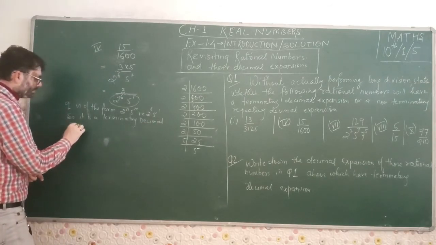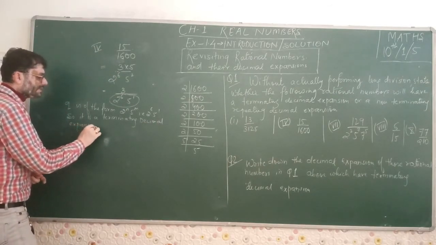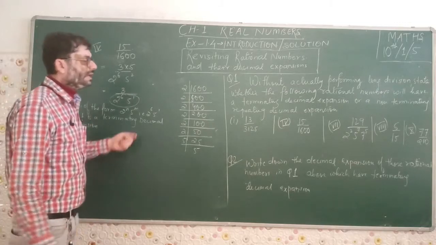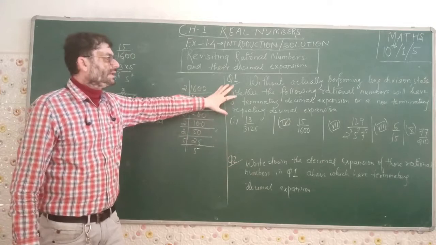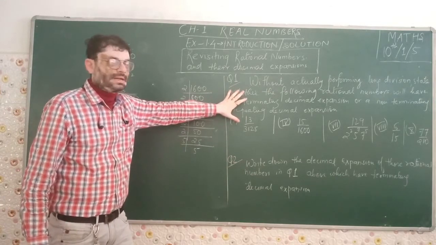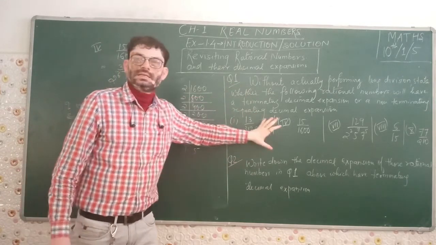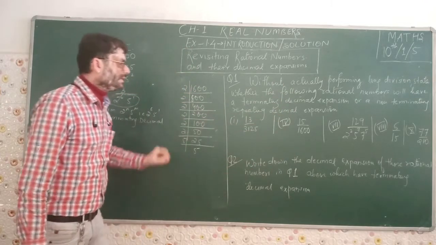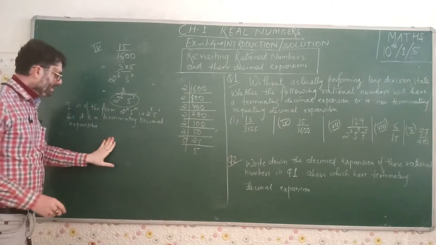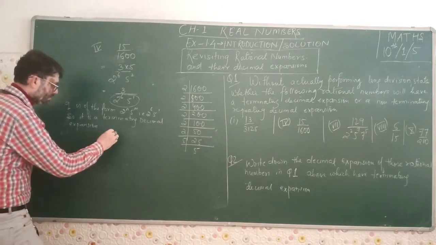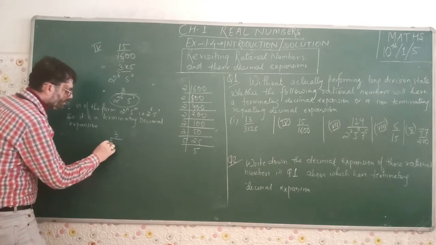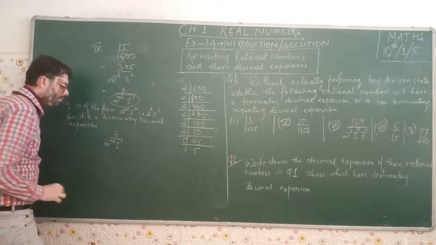And if it is a terminating decimal expansion, as we have got for question number 1, then question number 2 applies, that if we are getting a terminating decimal expansion, we will have to write its decimal form without long division. So let us continue for writing the decimal form of this without long division. So we have 3 by 2 to the power 6 and 5 to the power 1.